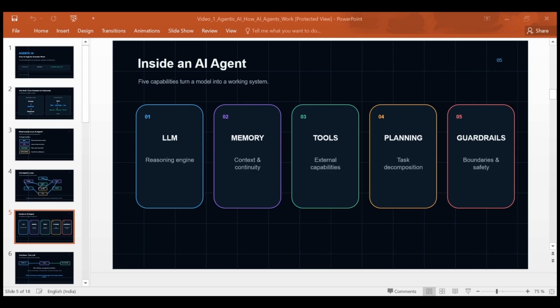So none of these components should be considered independently. A powerful model without tools may be unable to act. Tools without good reasoning may be used incorrectly, and memory without access control can create security risks. The real engineering challenge is therefore not simply selecting a model, it is designing the complete system around the model.